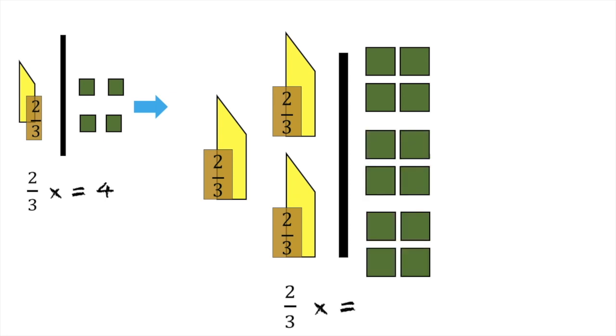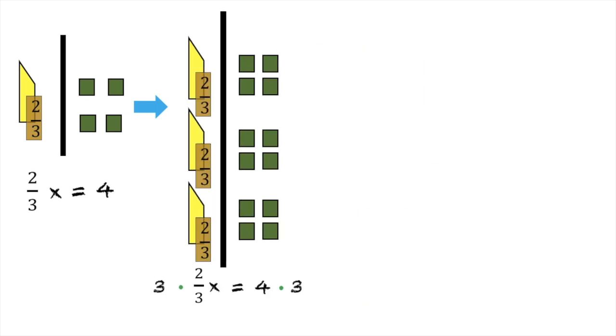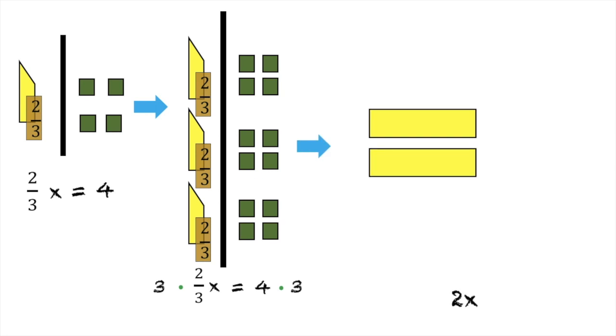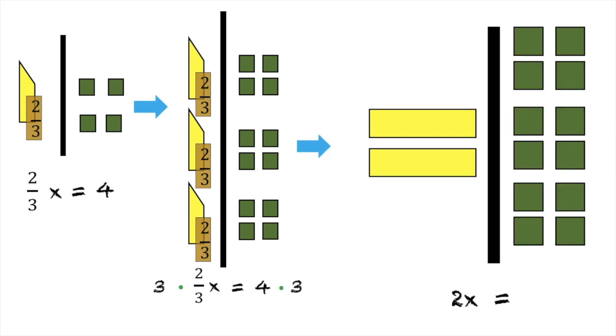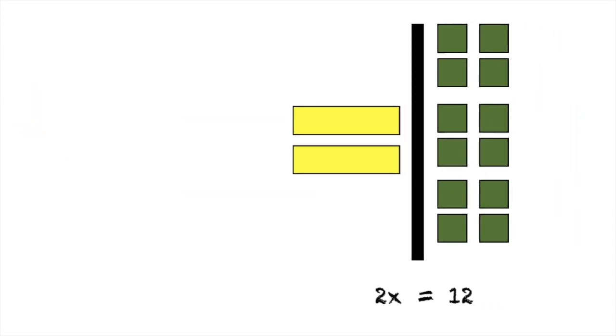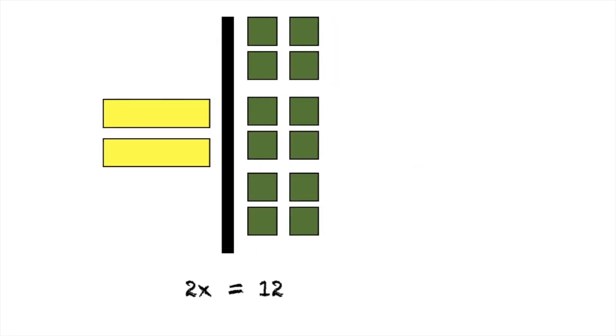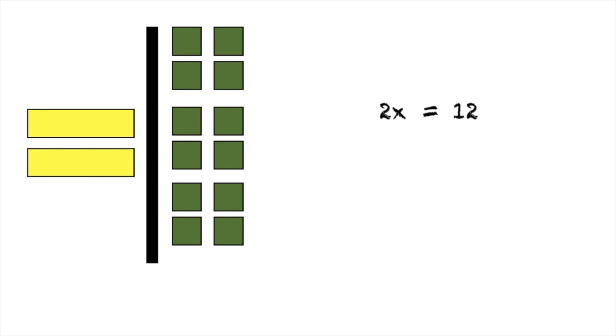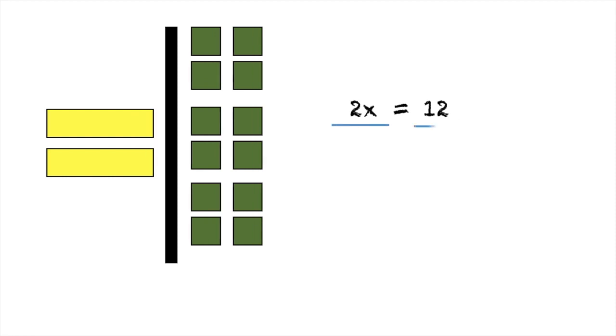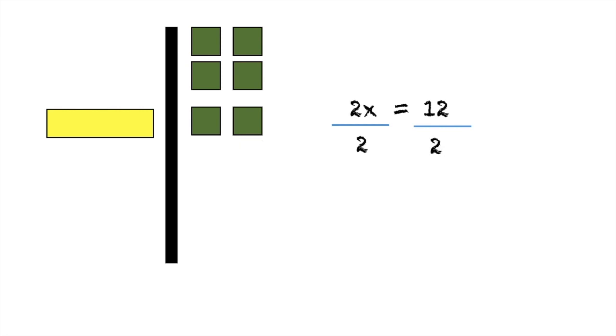So that gives us 2/3 of x times 3 is equal to 4 times 3, that's going to give us 2x is equal to 12. So we have 2 wholes equals to 12. Now we no longer have a fraction, but we do not have just one whole x. We have 2x. So now we can divide both sides by 2. 2x over 2, and 12 over 2 gives us x is equal to 6.